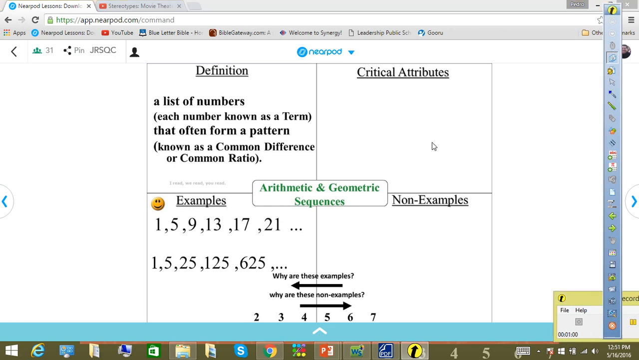All right, let's see. So it says, a list of numbers. Do we have lists of numbers? Yes. Each number known as a term. So check this out. This list has 1, 2, 3, 4, 5, 6 numbers. Therefore, this has 6 terms. Let's look at this one. 1, 2, 3, 4, 5 numbers. Therefore, this is how many terms? 5. Okay. So, pens down really quick. Look up.